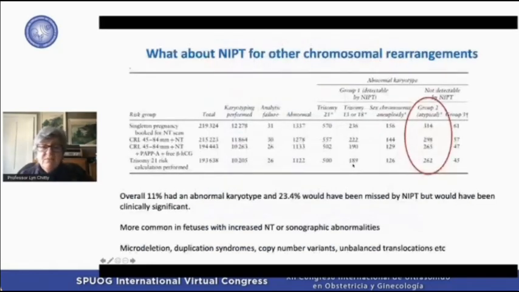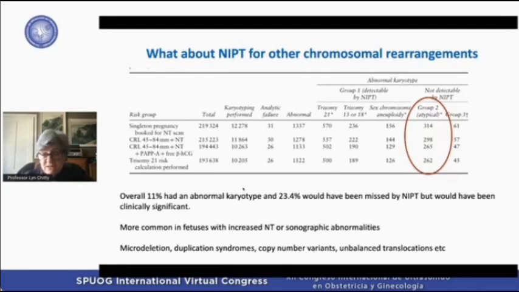So that's the major trisomies, but what about NIPT for other chromosomal rearrangements? And Kipros mentioned this. And in this study here from Denmark, you can see that there is a high detection rate. NIPT would detect lots of cases of the straightforward trisomies and even the sex chromosome aneuploidies. But about 11% of these fetuses that were tested had an abnormal karyotype, and about a quarter of those would have been missed by NIPT. And it's more common in fetuses with an increased nuchal translucency or sonographic abnormalities.